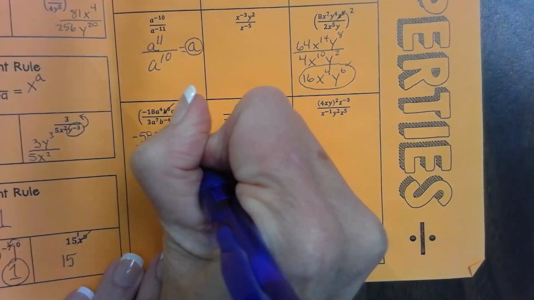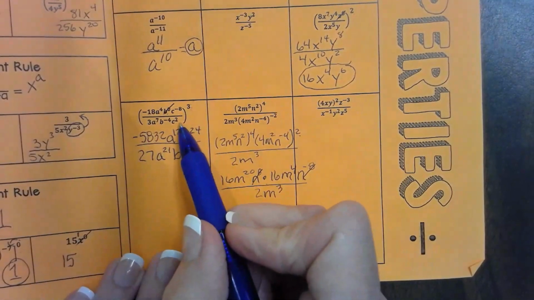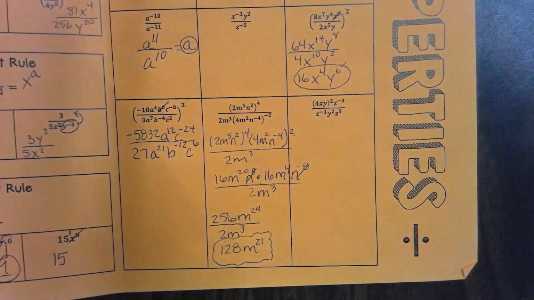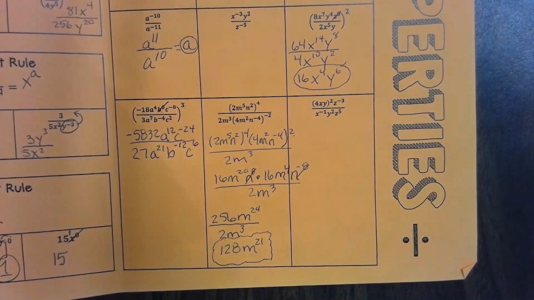Negative 12. And what's the C going to be raised to? 6. Okay? Got to do power to a power first, unless that outside power is negative. Now, y'all, the next thing I do is I want to get rid of the negative powers. And this is where in the last class I saw some big problems. Y'all, you don't just move everything. You only move the powers that are negative.